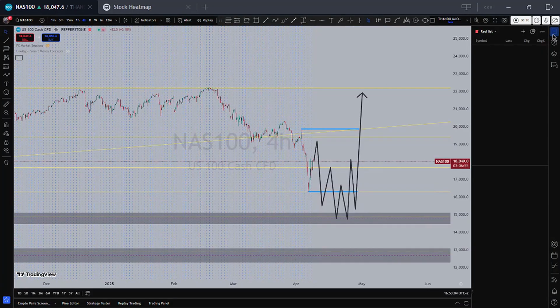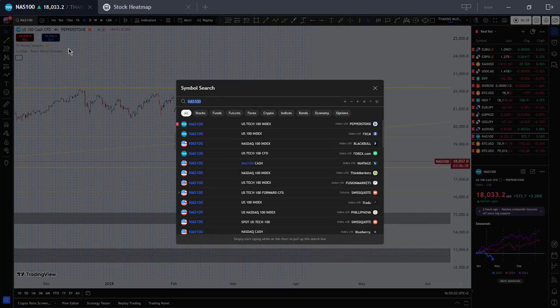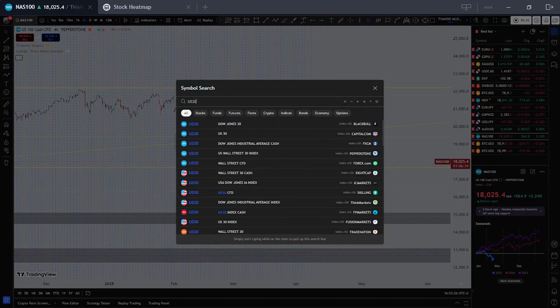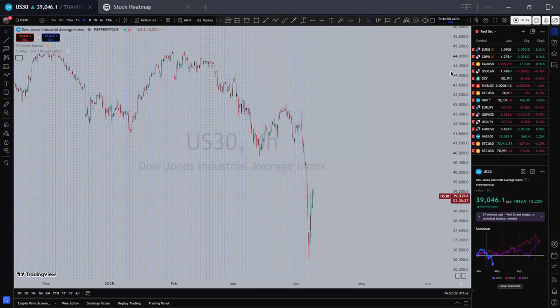So now let's just take a look at US 30. I don't think I have US 30 with me here. No, I don't have US 30 here, but let's just type it in right there. US 30, which is the Dow Jones. Now, I like Pepperstone better.